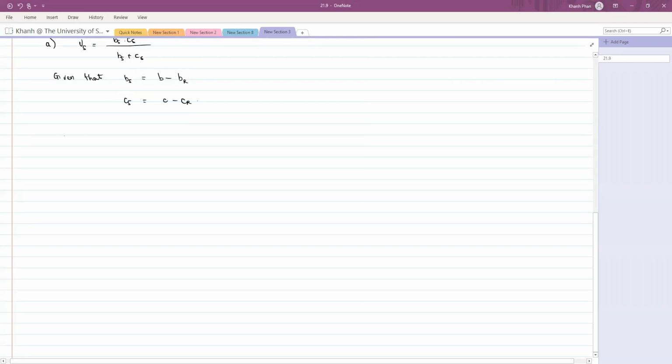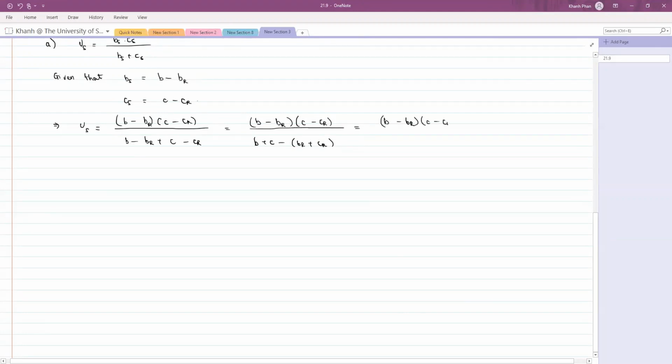into the utility function over here, we will get US equal to B minus BR times C minus CR, and everything divided by B minus BR plus C minus CR. So that will give you B minus BR, and C minus CR, divided by B plus C minus BR plus CR. So I just got B minus BR, C minus CR.